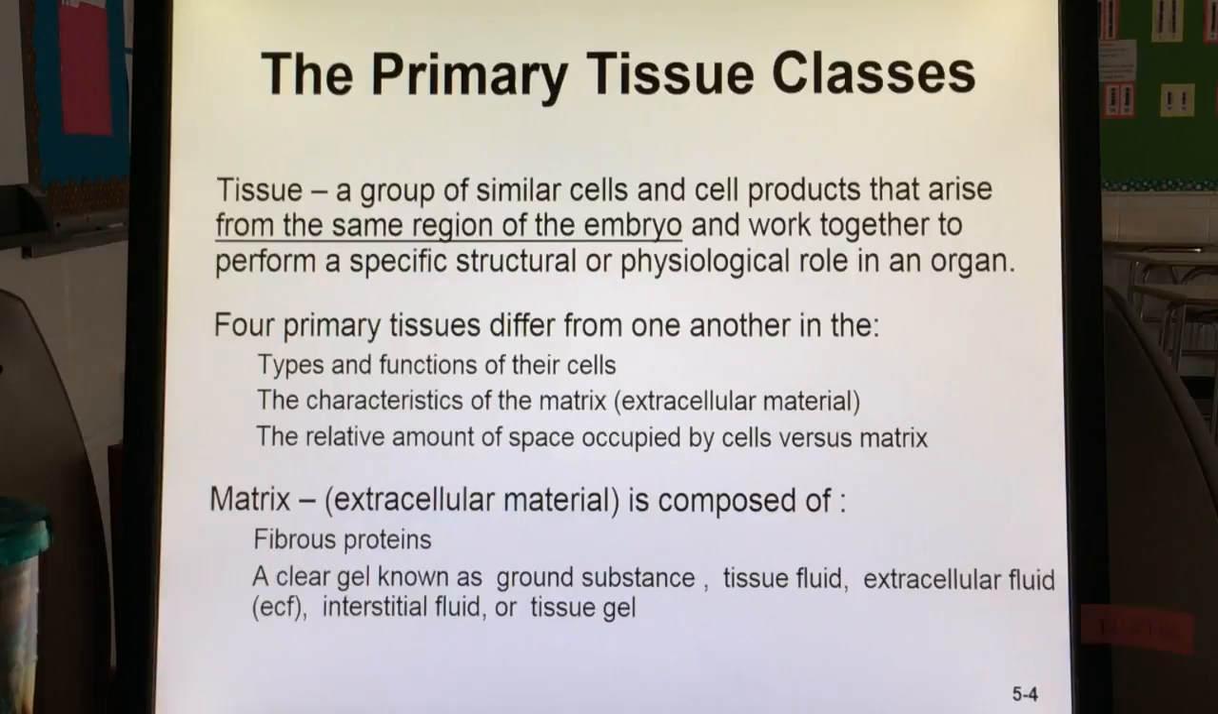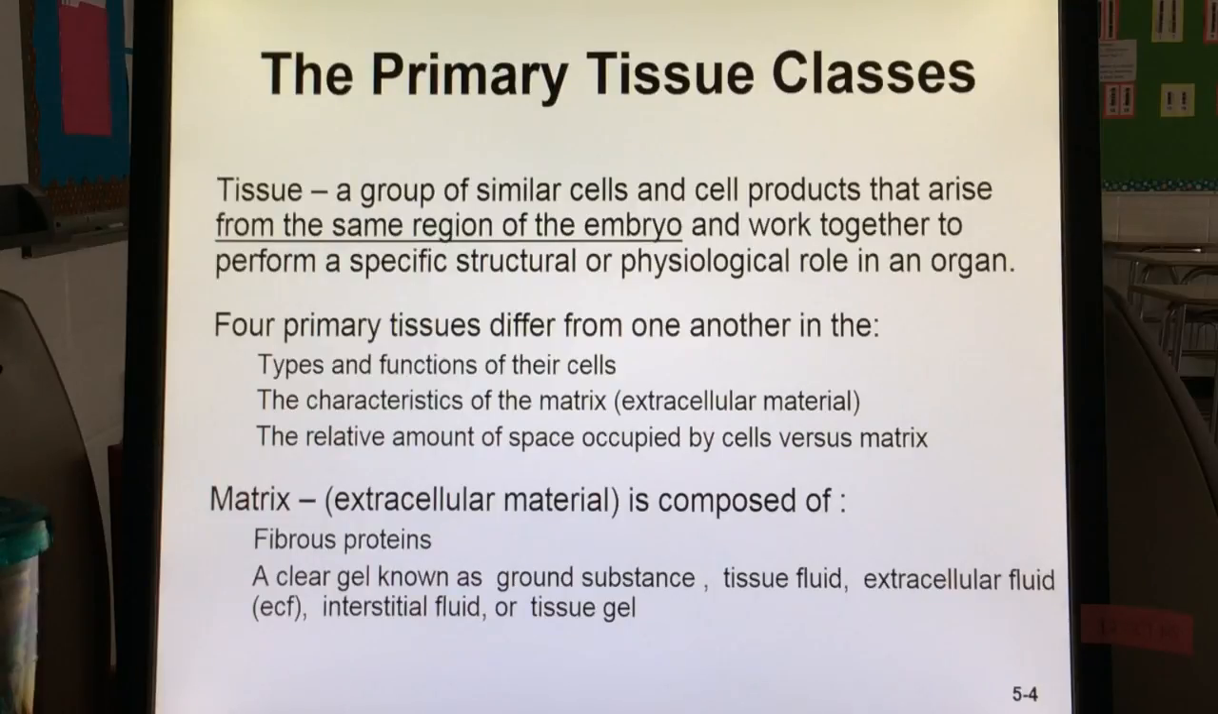So the four categories differ from each other in the functions of their cells, the characteristics of what's around the cell, that's called the matrix, and then the amount of space occupied by the cells versus the matrix. So are the cells really big and there's not very much matrix, or vice versa? So that's kind of how we classify into these four big categories. But I'll be honest, sometimes when you're into specific tissue types, you kind of forget about the category. That just does happen. So let's define matrix before we get too far.